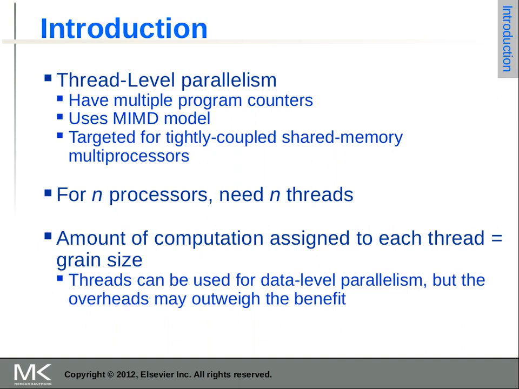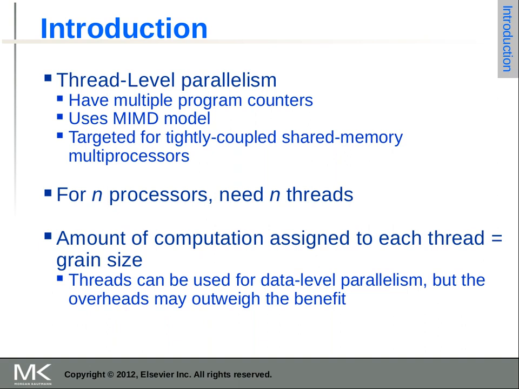But tightly coupled would be, we're still on one processor, so think of just multi-core, but still on one chip. So if you have N processors, you need N threads. The amount of computation assigned to each thread is what's thought of as the grain size. So this is fine grain or coarse grain.